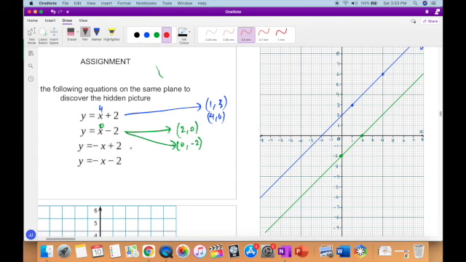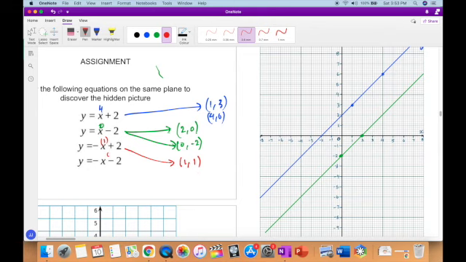I'll draw this one in red. Let's find the 2 points first. When x is positive 1, I'm going to put positive 1 there. What will y be? That positive 1 becomes negative, so that is minus 1 plus 2, which is 1. So we have the point 1, 1.